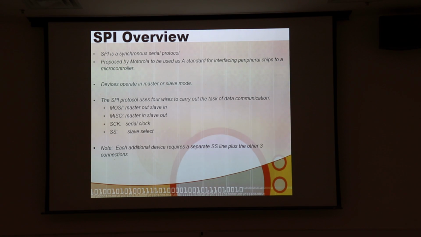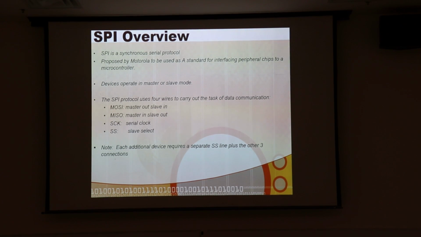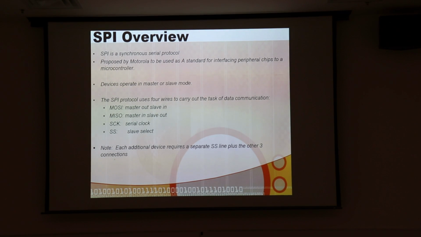So what that means then is, for a single slave, you need 4 wires. And then if you add another slave, you have to add an additional slave select line for that slave. So now you need 5 wires, and for every additional slave, you have to add another slave select line, in theory. Now there are ways of getting around it, but in theory, that's how that's normally supposed to work.